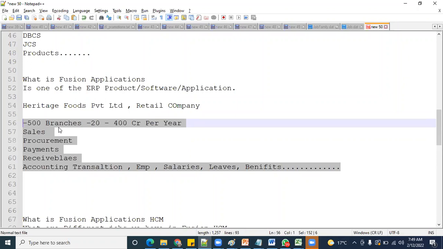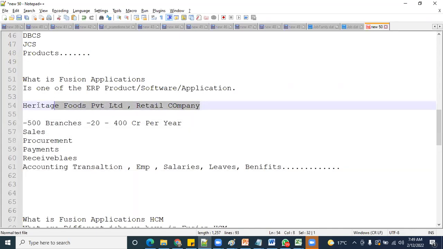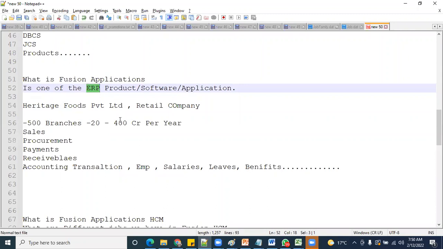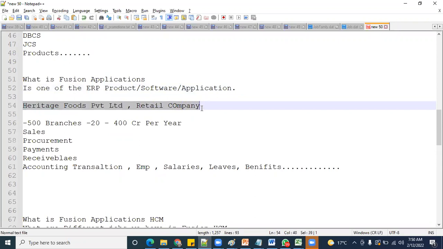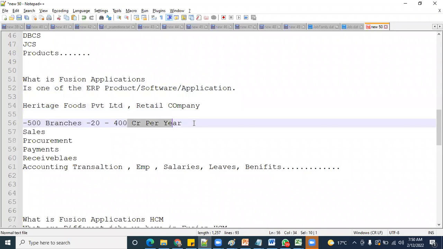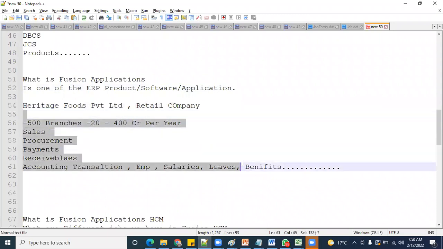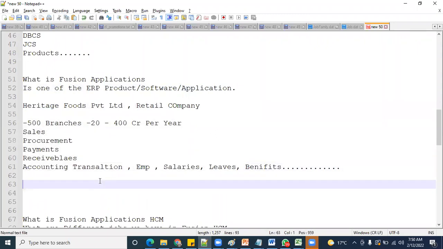So to maintain all this information, this client requires some business applications. That application, we call it an ERP application. So what is ERP software? ERP software is nothing but enterprise resource planning. If there are any enterprises, to maintain their complete business transactions, whatever they do in their branches day to day, if they want to maintain their data, then they will be using ERP software.